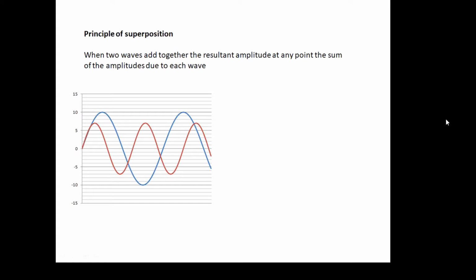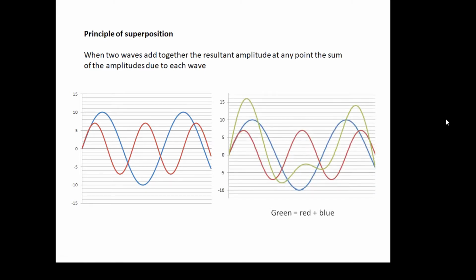So if you had this blue wave and this red wave, and they both arrived at the same place at the same time, then the resultant amplitude would be this green wave, and we get that by basically just adding the two displacements together at any time, bearing in mind that the displacement may be positive or negative.